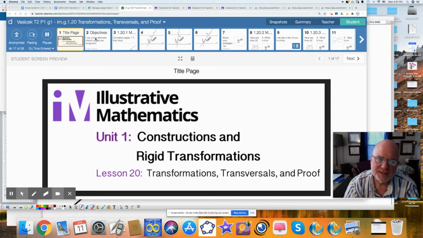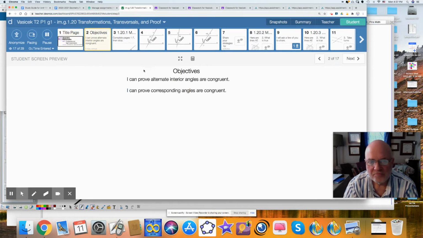By the end of the lesson today, you should be able to say, I can prove alternate interior angles are congruent. I can prove corresponding angles are congruent. Now, we'll talk about what those mean in just a minute.